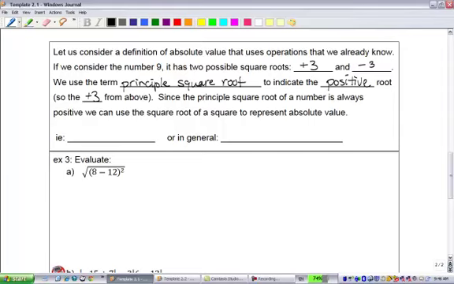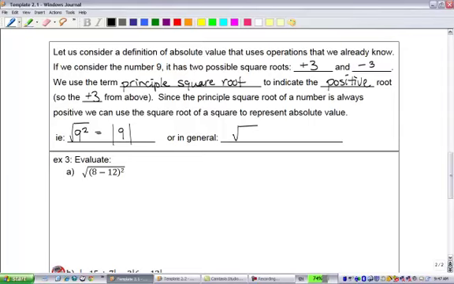to represent absolute value. Now that's a whole bunch of math lingo to basically say that if we start with a number, square it, then take the square root, we guarantee that it's going to be positive 9. So if we take 9 and we square it, it becomes 81. If we take the principal square root of 81, which is 9, we end up with, for sure, a 9.